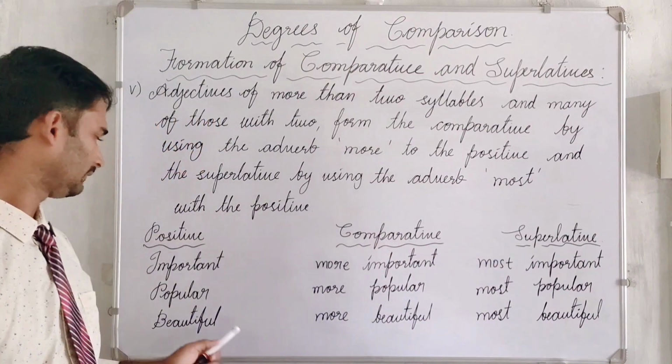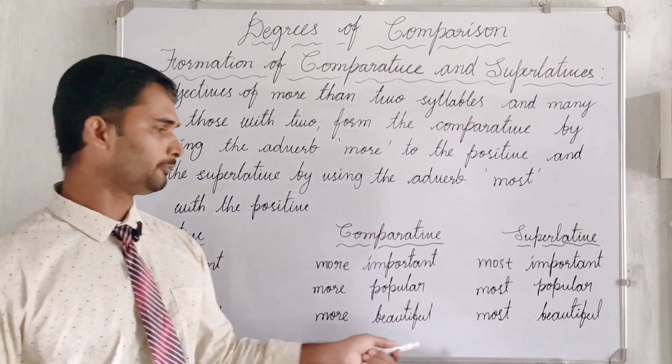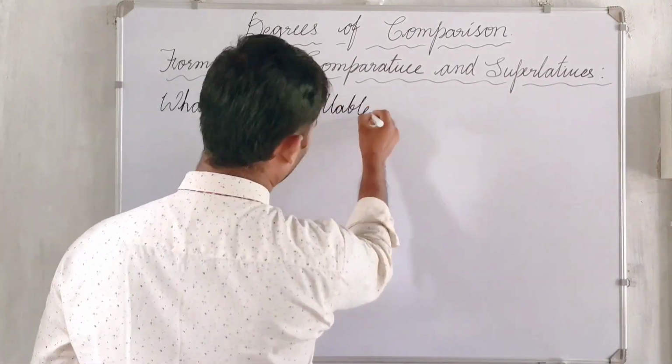Some more examples: popular, more popular and the most popular. Beautiful, more beautiful and the most beautiful.